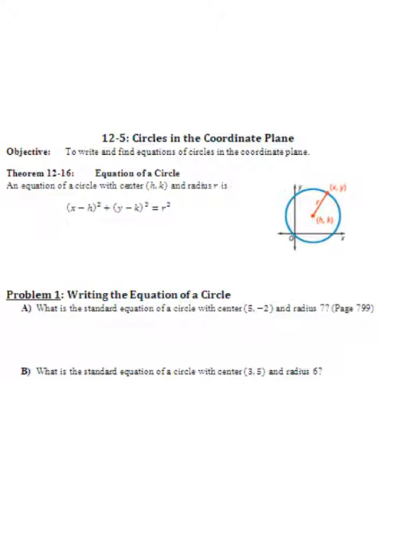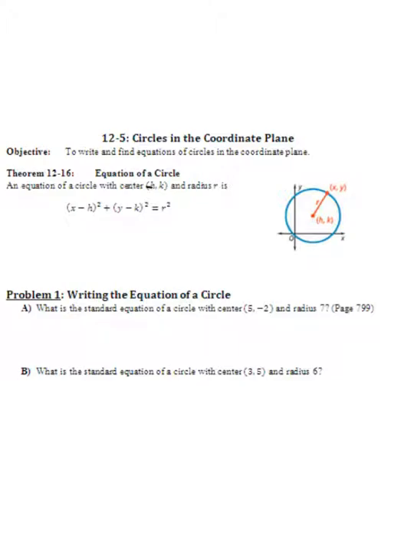So if we have a circle that has a center at the point (h, k) and it has a radius of r, this equation right here is how we're going to write it. We're going to do x minus the x coordinate of our center, so (x minus h) squared, plus y minus the y coordinate of our center, so (y minus k) squared, and we're going to set that equal to our radius squared.